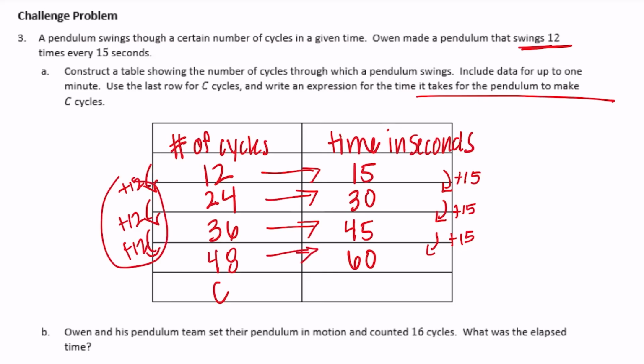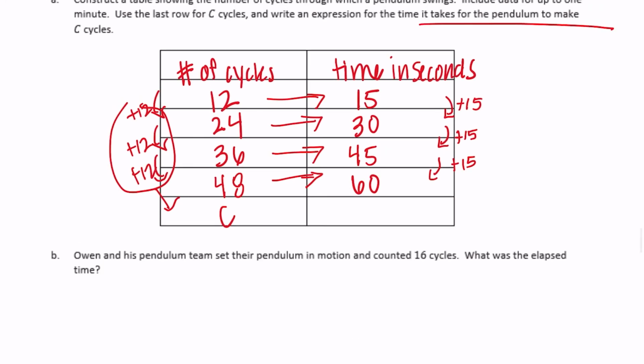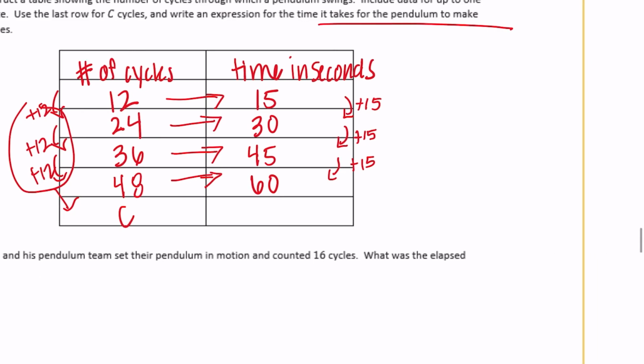Okay, so now we have to find some sort of relationship between these numbers, because this isn't super helpful if we want to know C, because C could be anything. So we need a relationship between the cycles and the seconds. To find the number of cycles per second, what I want to do is narrow it down to what if it was just 1 second? Because if we know 1 second, we can figure out just about anything.